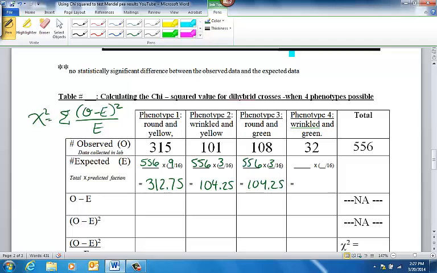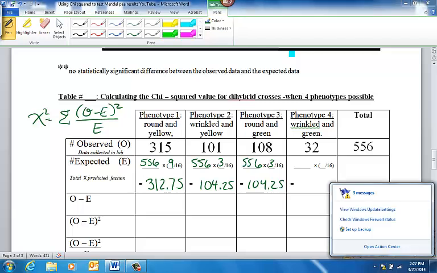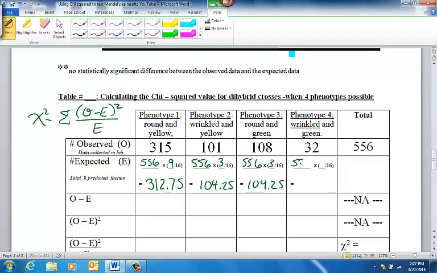And 101 and 108, are they statistically equal? Are they not statistically equal in the sample size of 556? That's what we're going to help figure out. And then finally, 556 times 1/16, and that is 34.75. And if you total it up, we find it, yes, it does equal 556. So all is good. We know our observed from Mendel's experiment. We know our expected based on the Punnett squares and the sample size total.